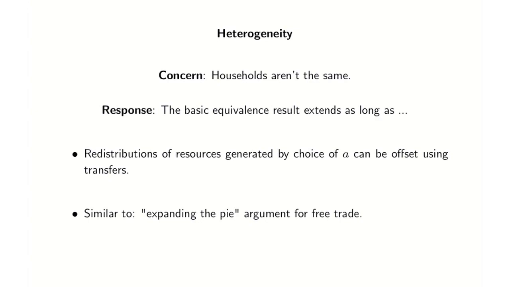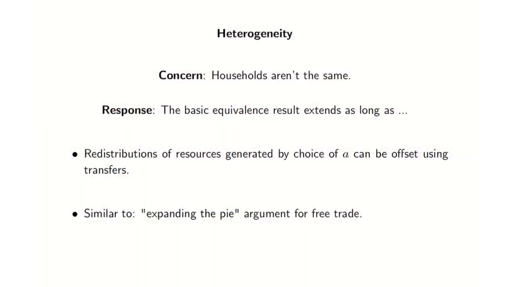Now, one thing, of course, given the way I originally wrote this up, I can tell you, with all the heterogeneous households, potentially incomplete markets, it becomes really hard to follow. So let me talk about heterogeneity first. Households aren't the same. The basic equivalence result extends as long as you allow me to do redistribution of resources generated by the choice of A. So what's the problem with heterogeneity? When I choose different A's, different actions, that can lead to redistributions of wealth across households. And the way I can rescue the result is as long as I can offset that using transfers. Basically, by maximizing the risk-neutral expectation of the benefits, it's as if I was maximizing the pie to society. Then there's a question of who gets what in that pie.